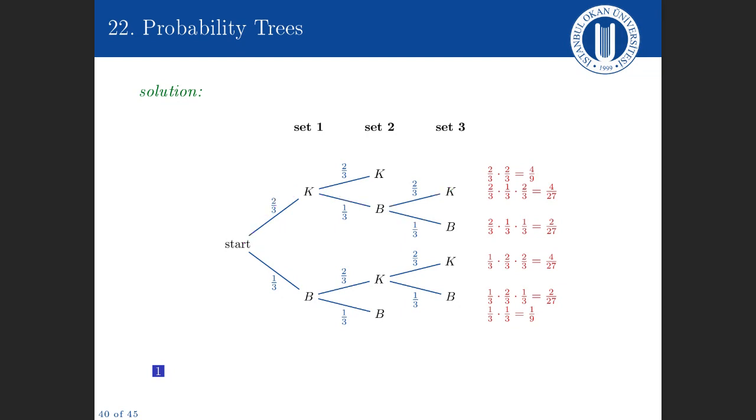Along each of these branches of the tree, we multiply the numbers together. So for example, let's suppose we go Boris, Kia, Kia. Multiply the numbers here: 1/3 multiplied by 2/3 multiplied by 2/3. That's the same as 4/27. Okay, now that we have our probability tree, we can answer the questions.